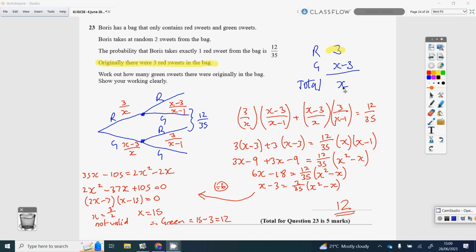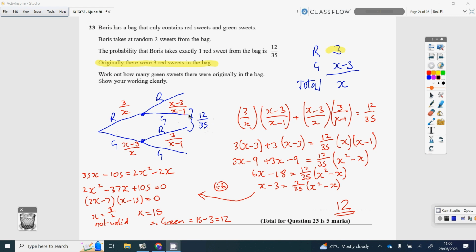Okay, so let's just go and do a little tree diagram over here. So picking a red, then a red, then a red, then a green, then a red, green, and a green. And we're told that the probability of taking exactly 1 red sweet is 12 over 35. So these two endpoints here and here, the red, green, green, red, those added together have got to equal 12 over 35.